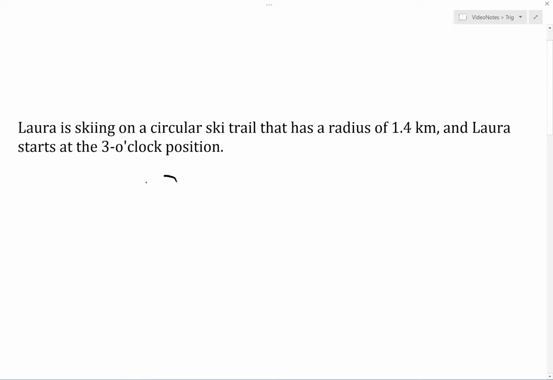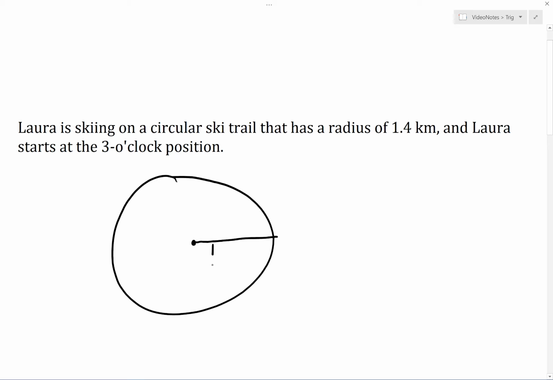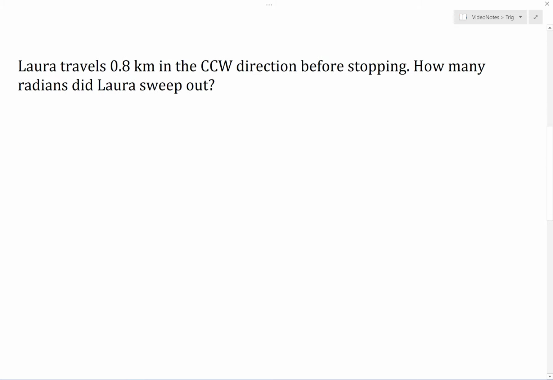So Laura's skiing on a circular ski trail, and the ski trail has a radius of 1.4 kilometers. We know that Laura starts at the 3 o'clock position. Now, suppose Laura travels 0.8 kilometers in the counterclockwise direction before stopping. How many radians did Laura sweep out? Let's start by drawing a sketch. So we've got the ski trail that she's on. It's got a radius of 1.4 kilometers.